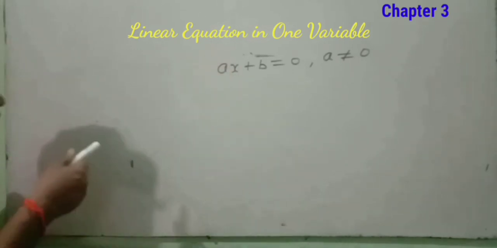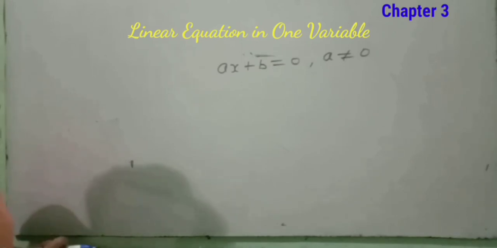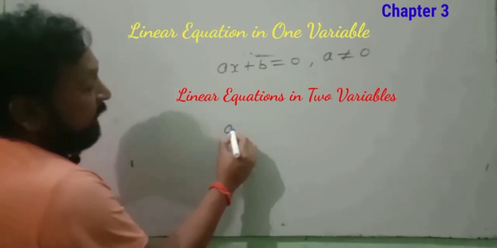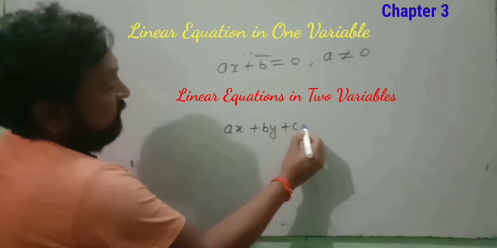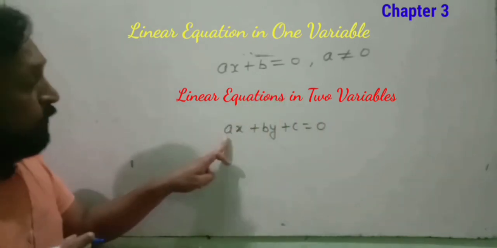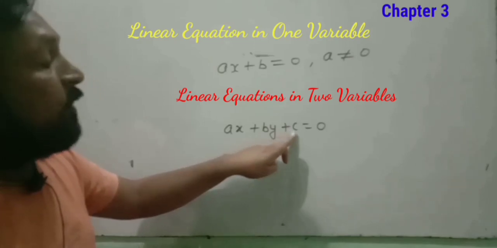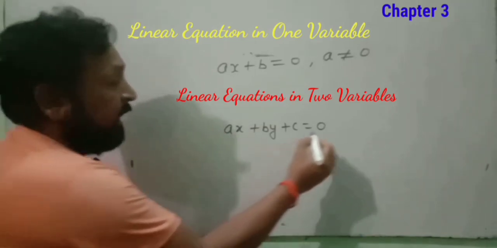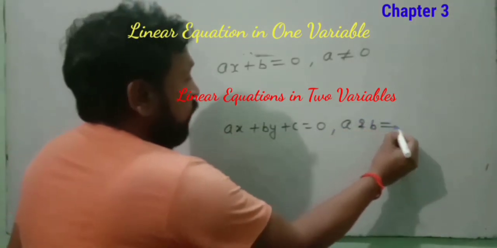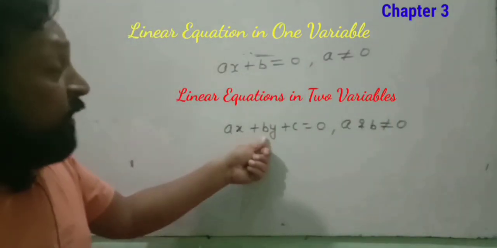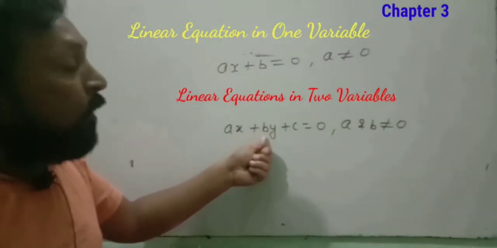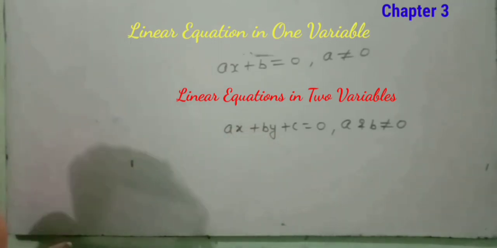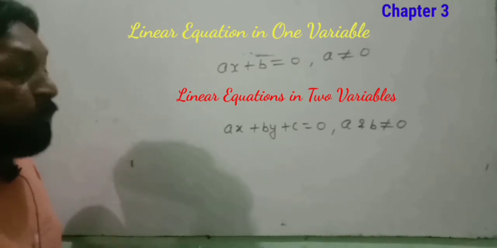Now see our next thing, linear equations in two variables. What is the standard form of a linear equation in two variables? It is ax plus by plus c is equal to 0. Again, a is the coefficient of x, b is the coefficient of y, c is the constant value, and the variables here are x and y. Keep in mind that a and b must not both equal 0. If they do, then this equation will not be a linear equation in two variables x and y.